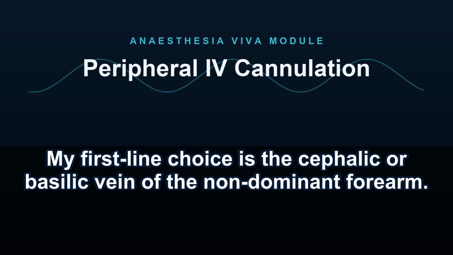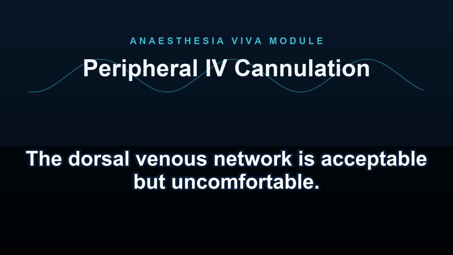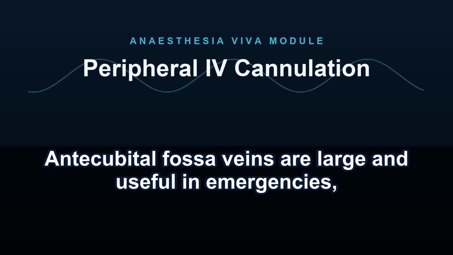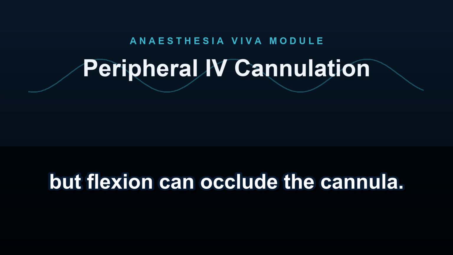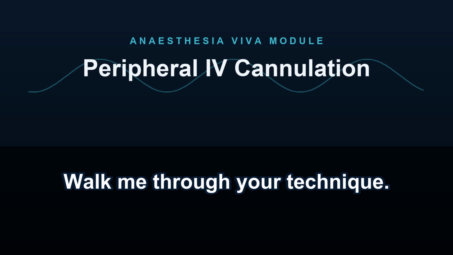My first-line choice is the cephalic or basilic vein of the non-dominant forearm. The dorsal venous network is acceptable but uncomfortable. Antecubital fossa veins are large and useful in emergencies, but flexion can occlude the cannula. Walk me through your technique.